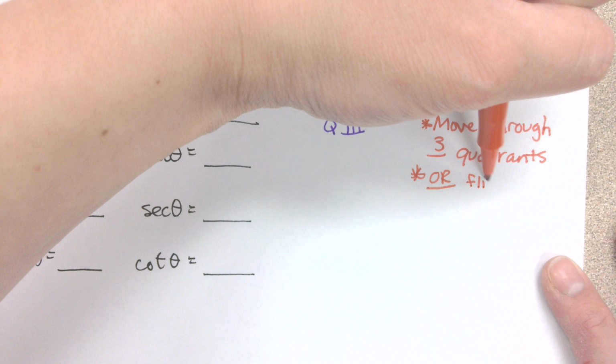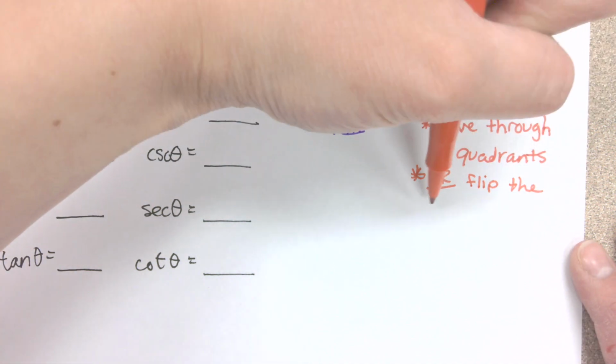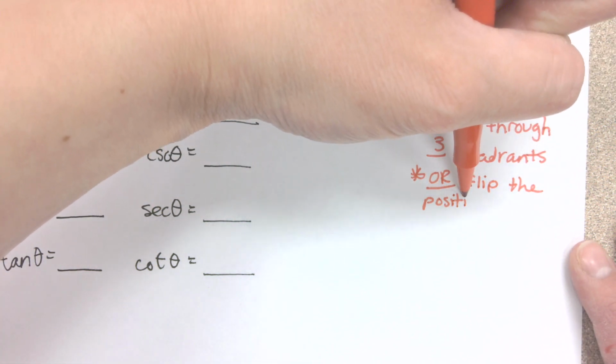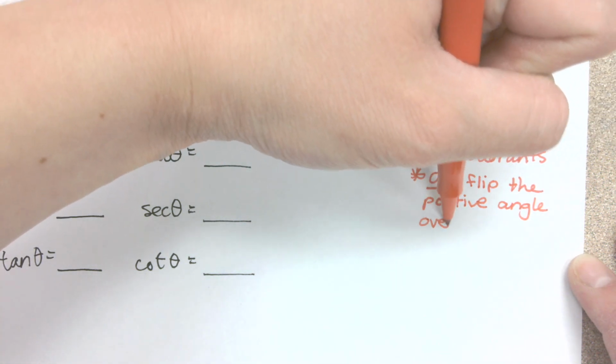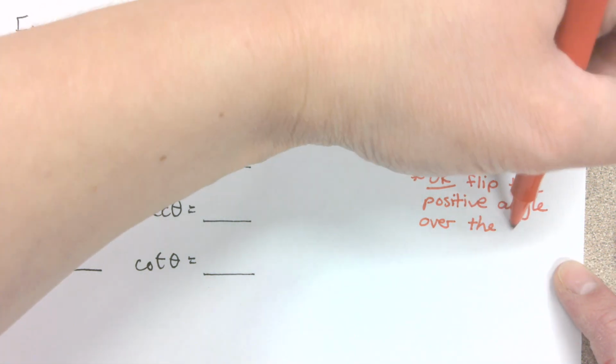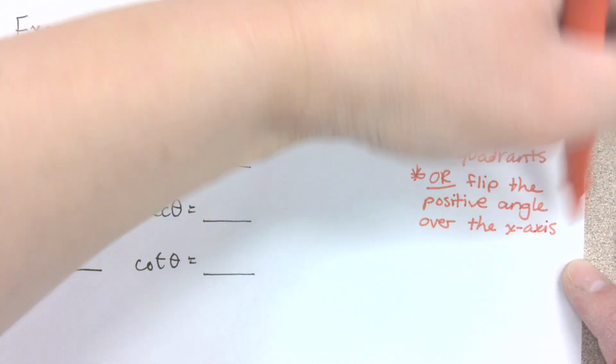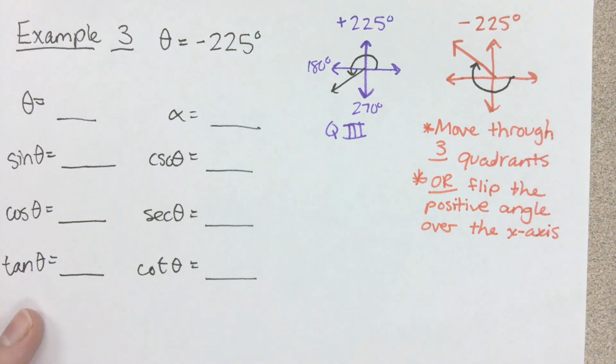Or flip the positive angle over the x-axis. So whichever way makes more sense to you is fine with me.